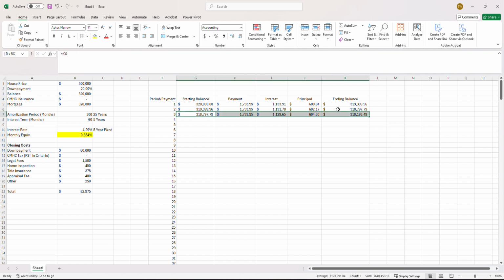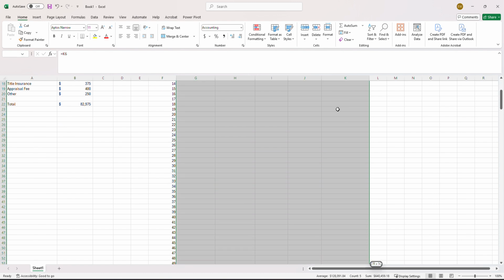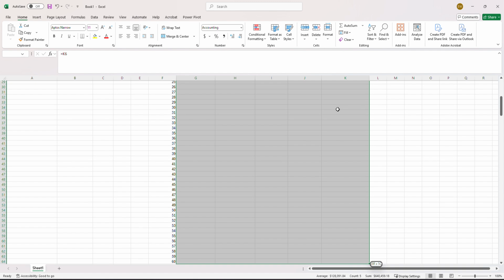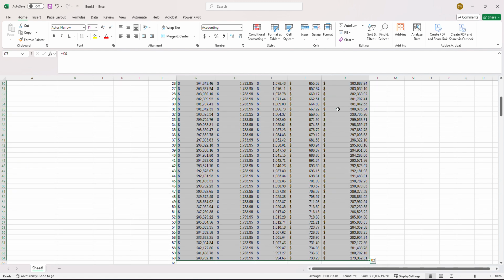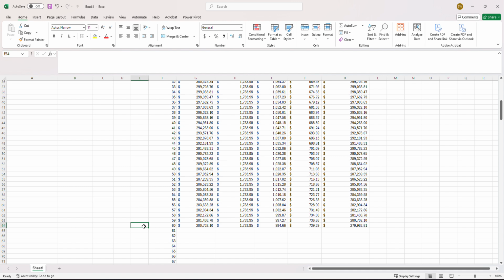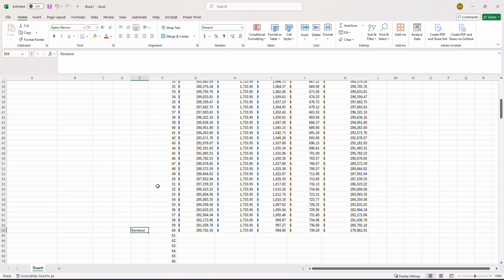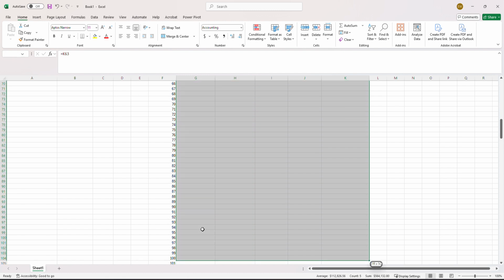You can go all the way down. Once you have this formula here, you just drag down to, say, 60 months. In this example, that's the renewal. We're not going to go through how to do that, but assuming that the renewal interest rate is the same as your current interest rate, then your payments aren't going to change, and you're just going to be able to do this all the way down.